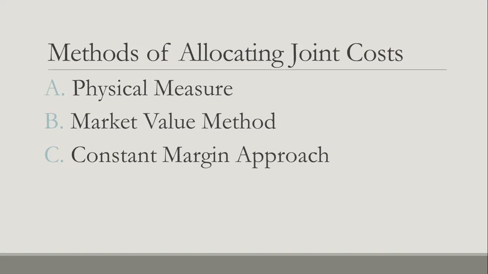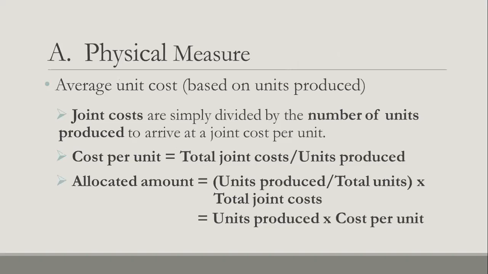You have your physical measure, your market value method, as well as your constant margin approach. But we will focus on the physical measure method and the market value method. So first, we have your physical measure, physical output or average unit cost method.